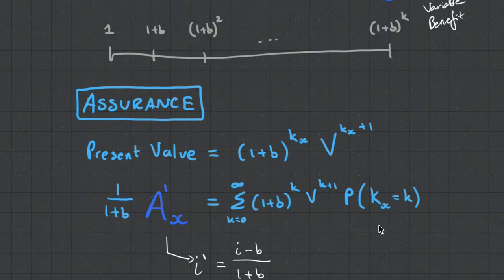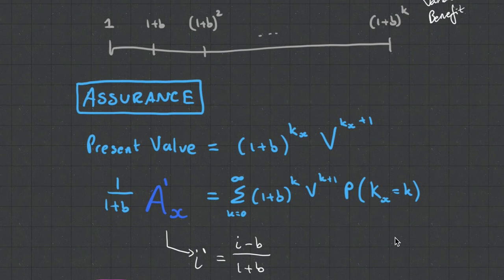So the formula for this, or the expected value, it's actually quite simple. It's not as complicated as we would have thought it would have been, because what we do is we combine the bonus or the variable benefit with the discount factor, and we get a new interest rate. That's why I've got the little dash over there. And this new interest rate then makes this a typical assurance policy.